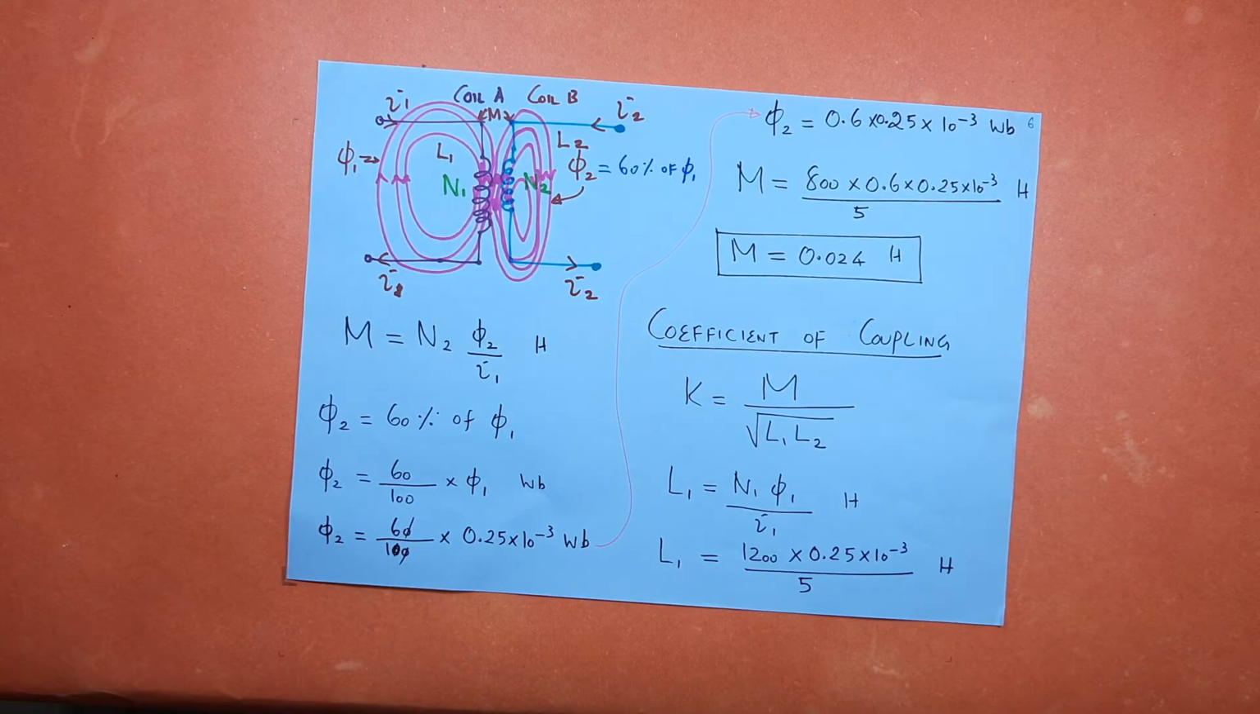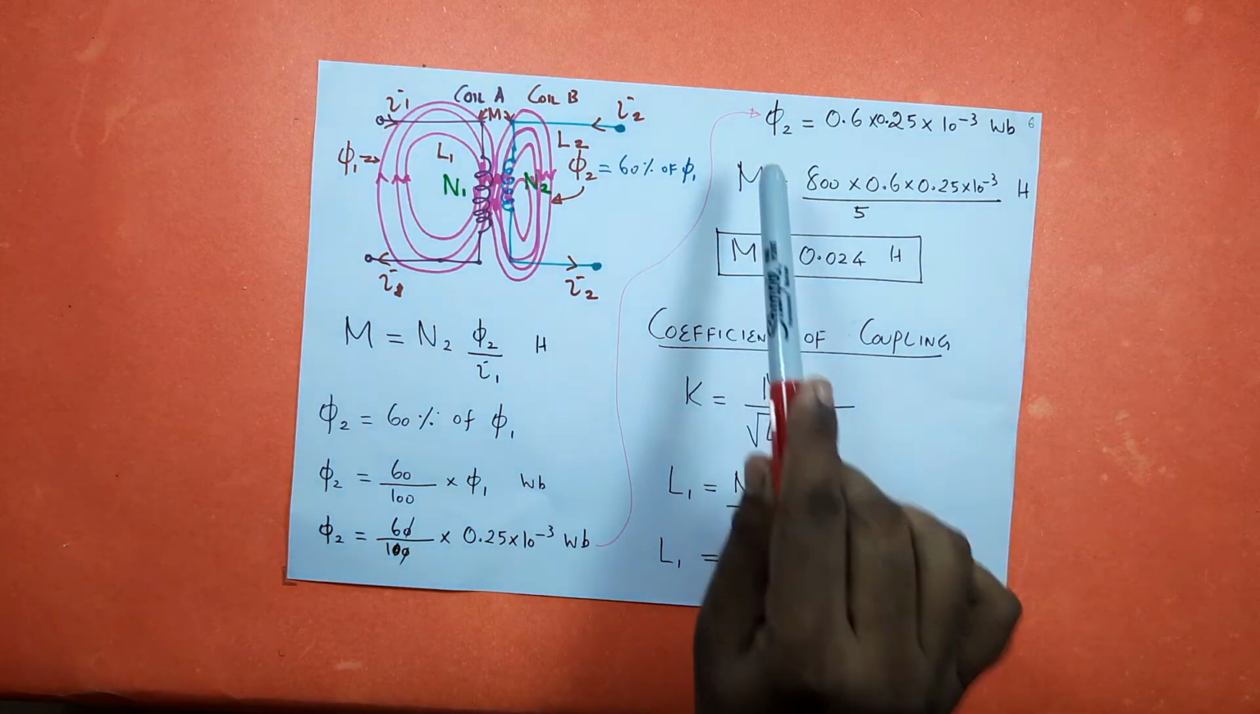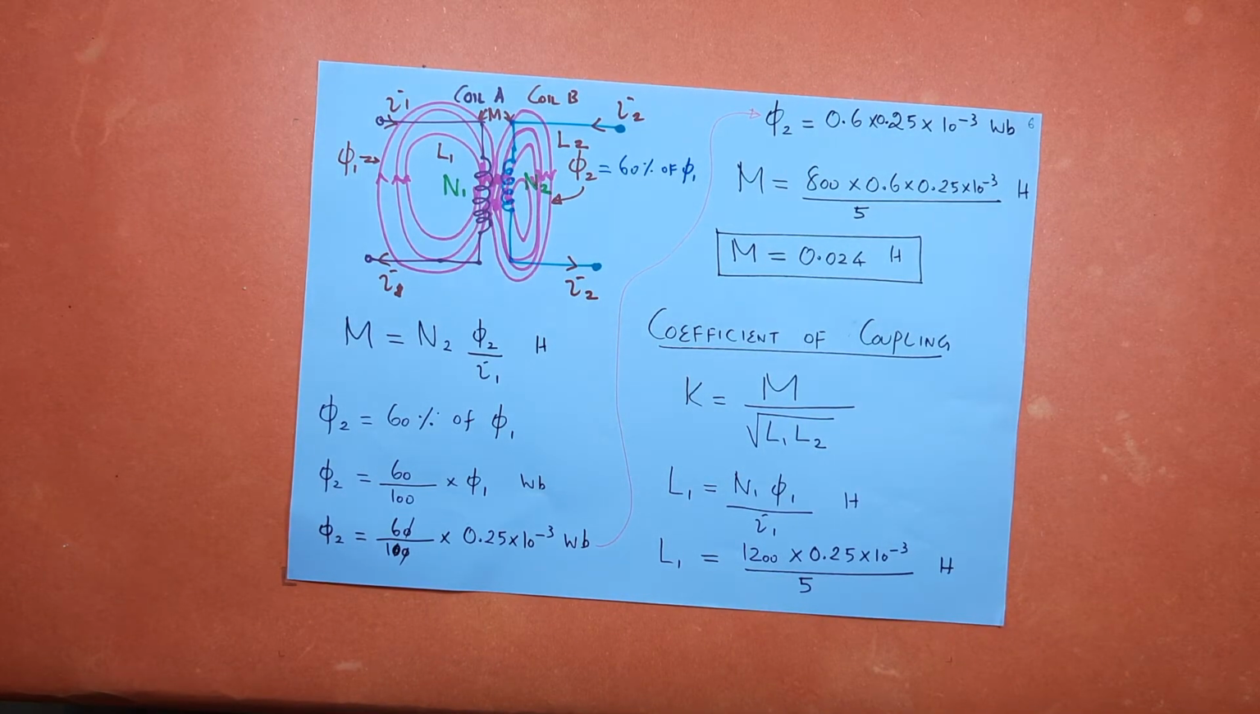So the zeros getting cancelled, Phi 2 equal to 6 by 10 into 0.25 into 10 power minus 3 Weber. So this is going to be Phi 2 equal to 0.6 into 0.25 into 10 power minus 3 Weber. So N2 already they have given, I1 also given, just substitute: M equal to 800 into 0.6 into 0.25 into 10 power minus 3 divided by 5. So if you calculate this, you get M equal to 0.024 Henry.